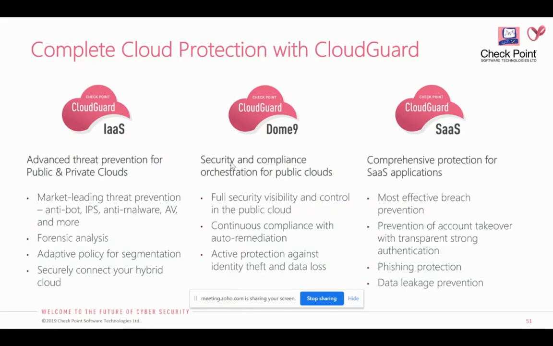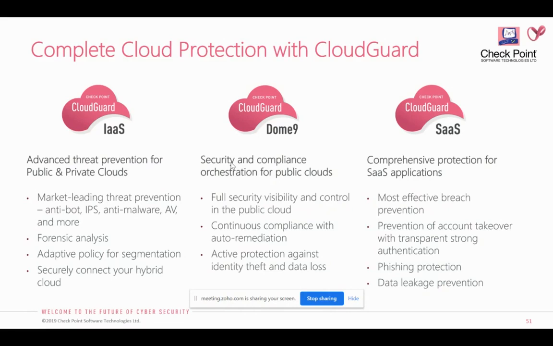And Dome9 is like the workload protection. This is for the complete server workload protection on the cloud, and it can provide security and compliance orchestration for only the public cloud environments, not the private cloud. And the third line of product is called CloudGuard SaaS. It is like a CASB kind of solution. And this will be used for Office 365 suites, the G Suite environment, and everything.